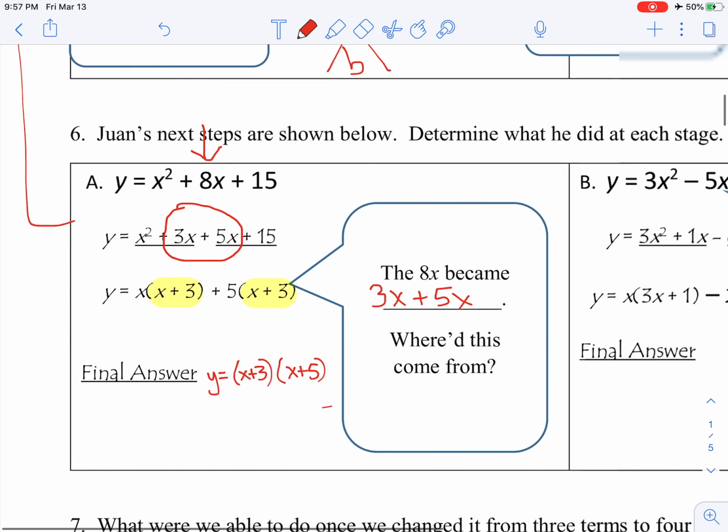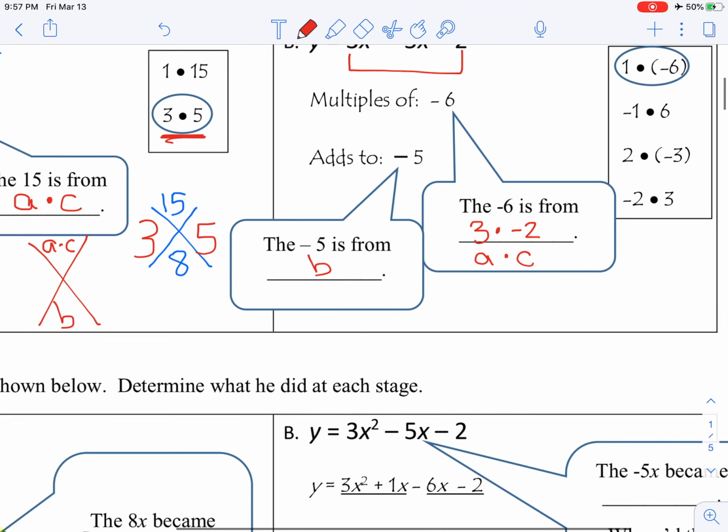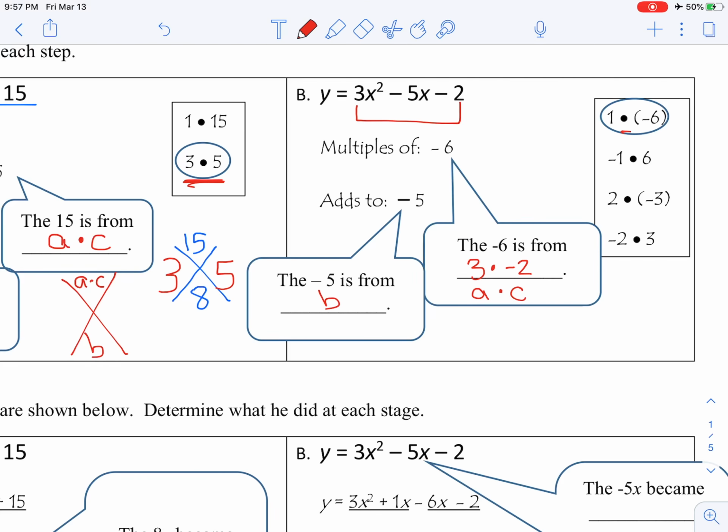So let's try this one over here. Let's try the other one. Again, these two are the same problems. We found that if I did an x for this one, the AC goes on top, so that would be negative 6. The B goes on the bottom, and it's negative 5. So what are the factors of negative 6 that add to negative 5? And we found that up here, right here.